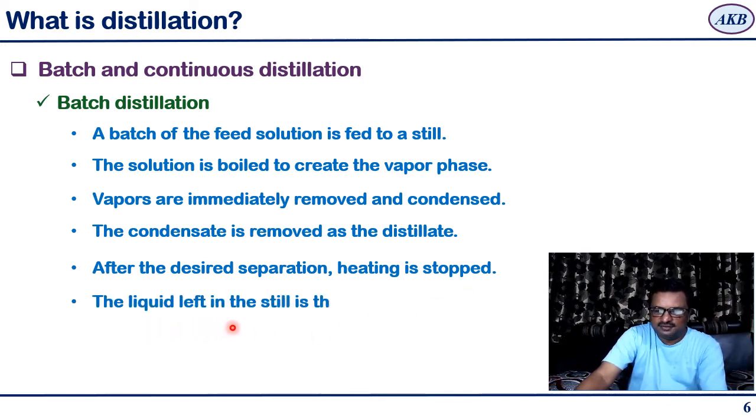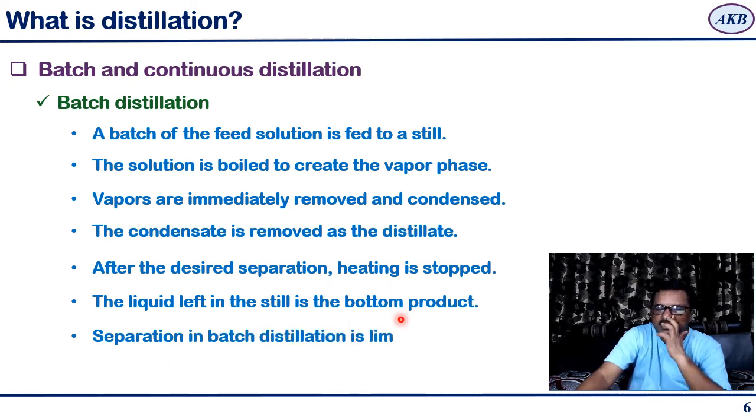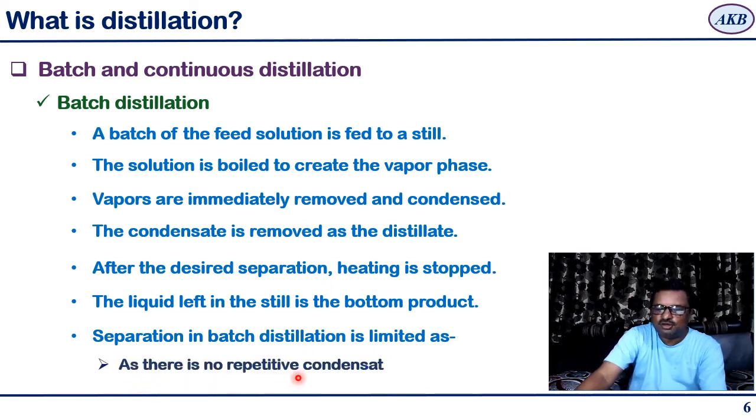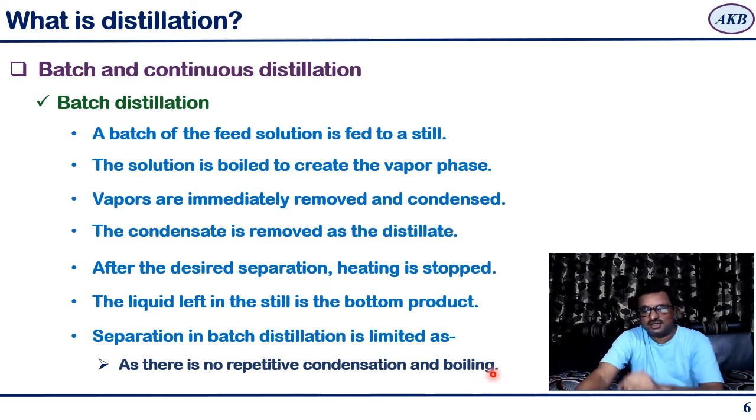The liquid left in the still is the bottom product, and the bottom product will be rich in high boiling components. An important thing to note is that separation in batch distillation is limited. Why is it limited? The reason is that there is no repetitive condensation and boiling. There is no repetitive condensation and boiling. That's why separation in batch distillation is limited.